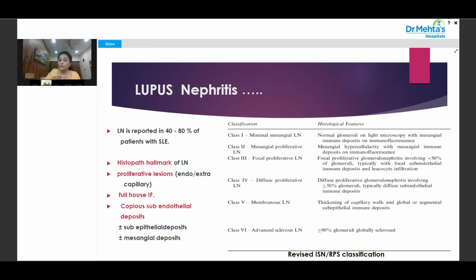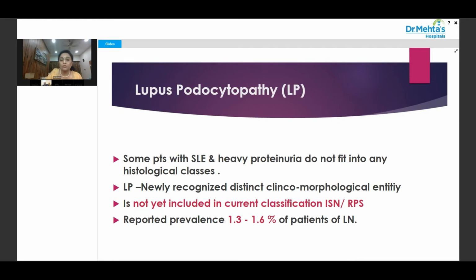Now, many of us have come across this dilemma that patient has SLE, she has heavy proteinuria, but she does not fit into any of the histological classes. Probably recognizing the same thing, a new entity called lupus podocytopathy has been coined. It is not yet included in the current classification of ISN RPS, and the prevalence is about 1.3 to 1.6%.